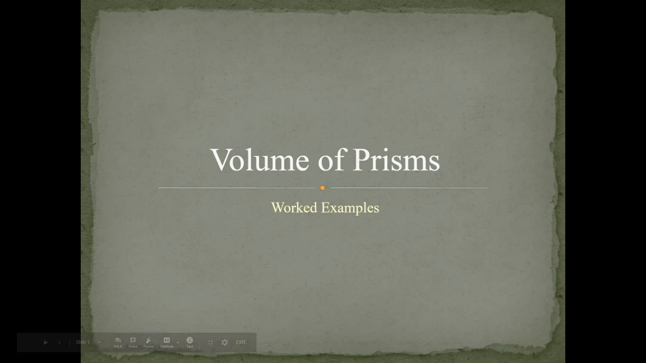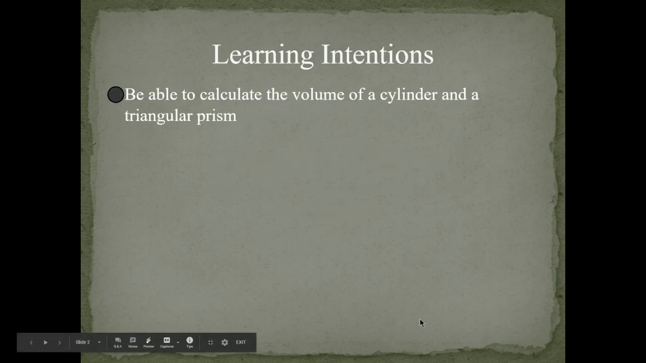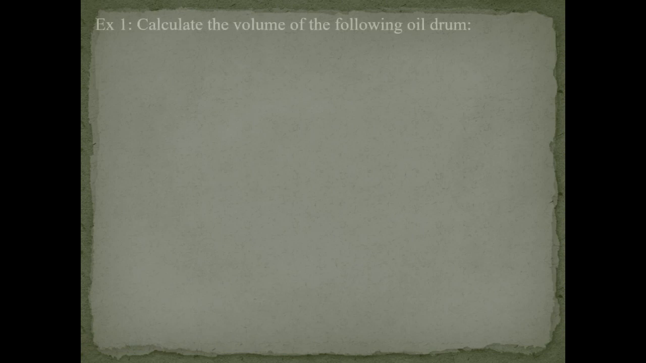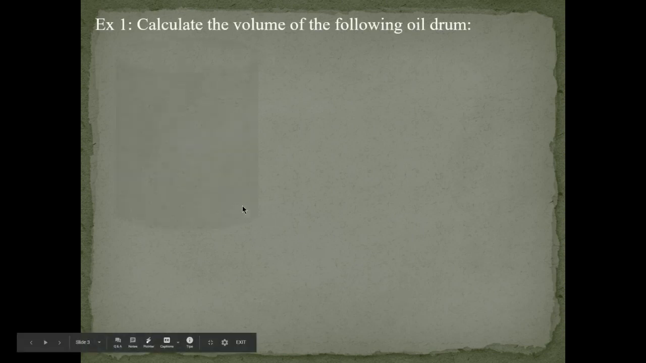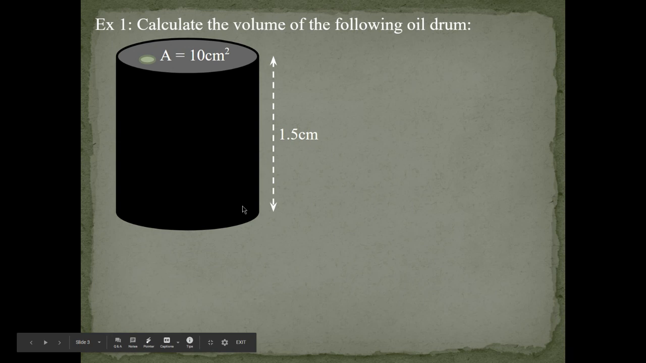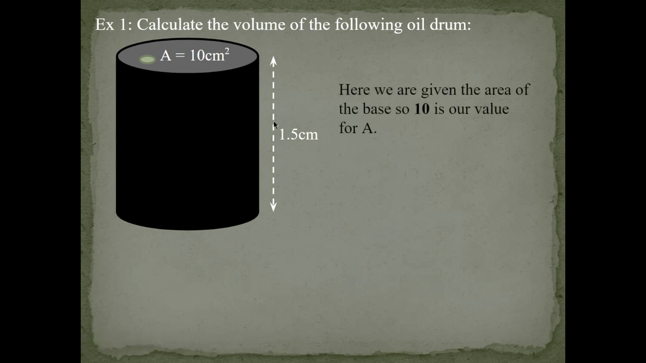We're now going to look at 3 examples of finding the volume of a prism. The first one is in the shape of a cylinder. So we've got this oil drum, and the first thing to notice here is that we're given the actual area.